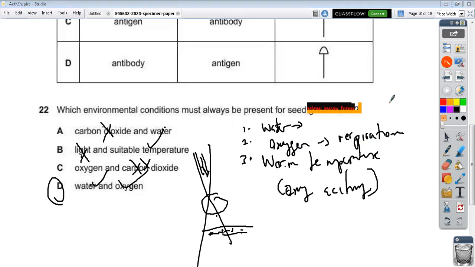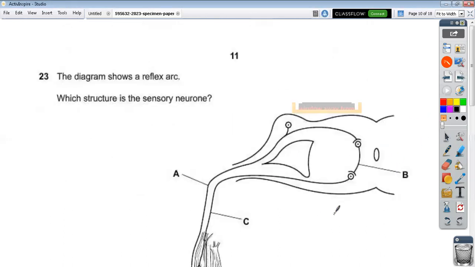Oh, Takuzo has joined us. Okay. So we need those three things there for that to take place.